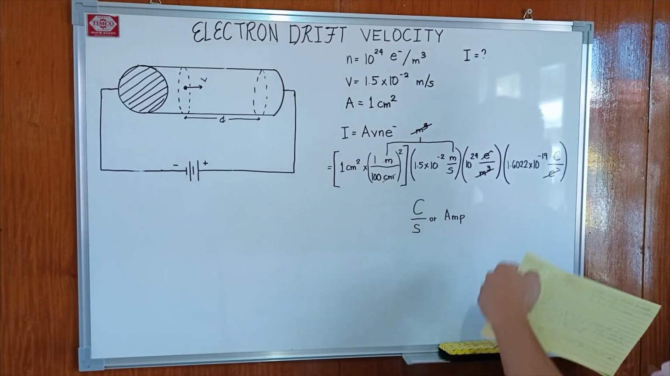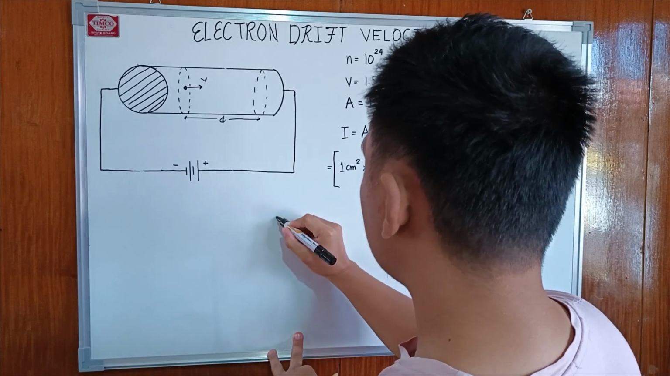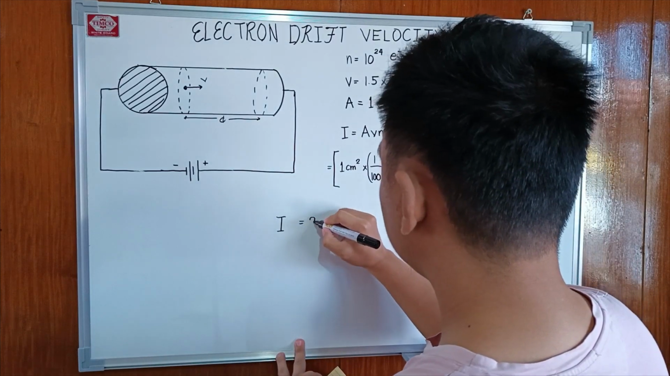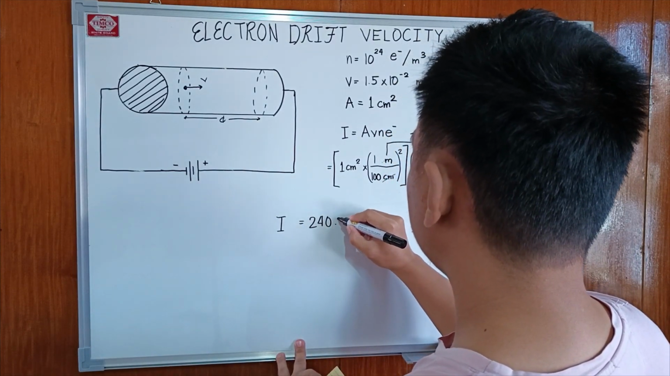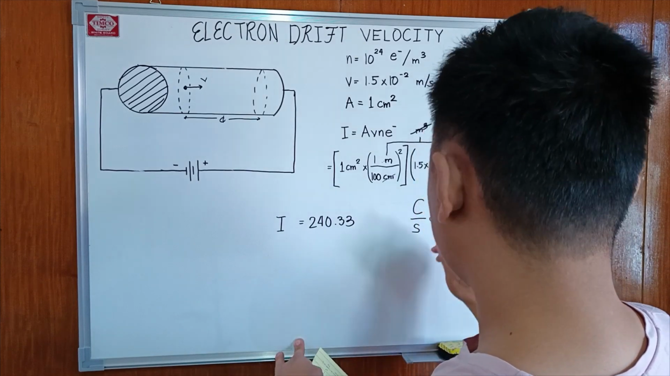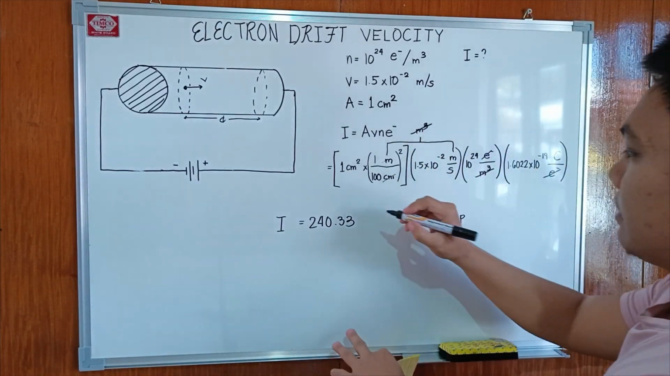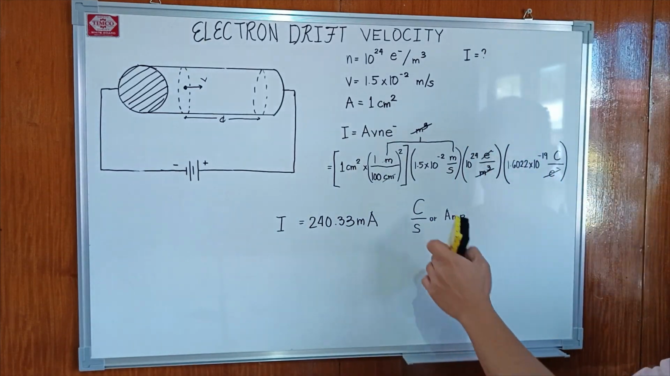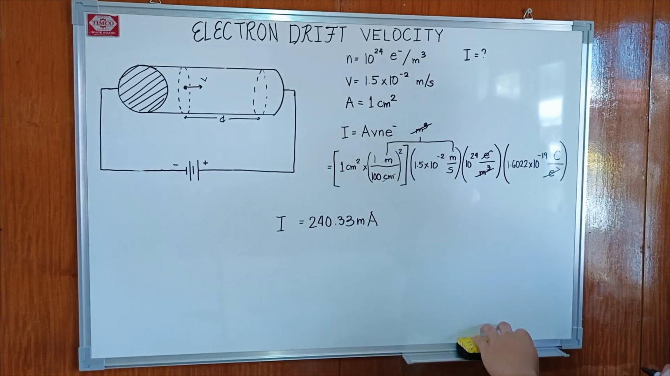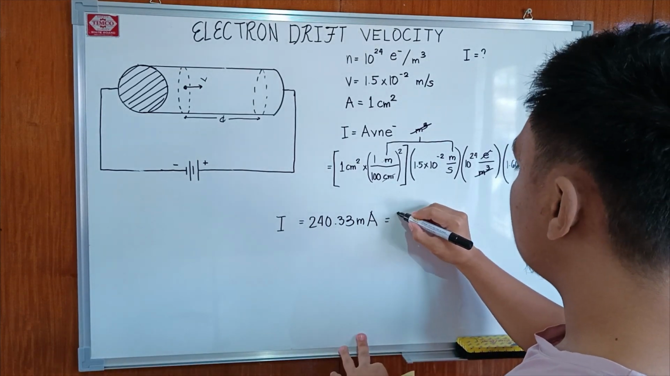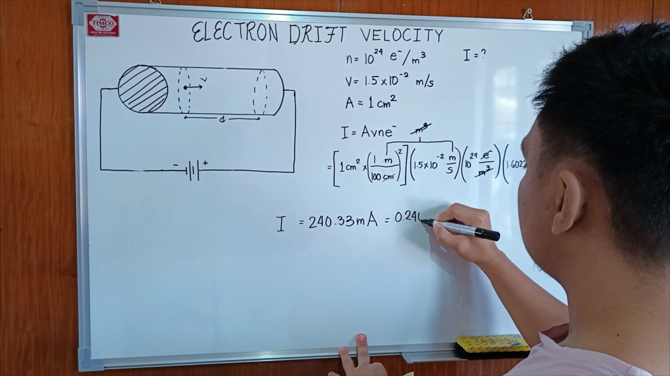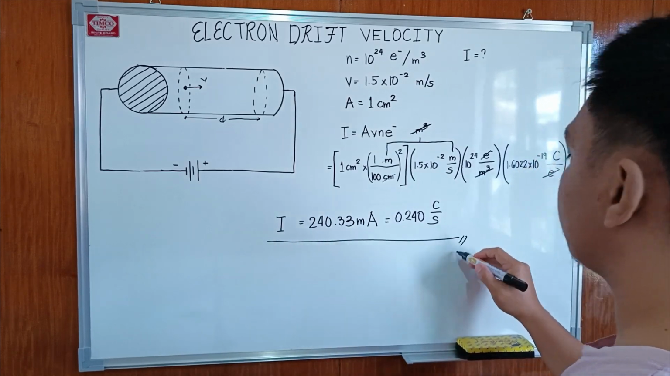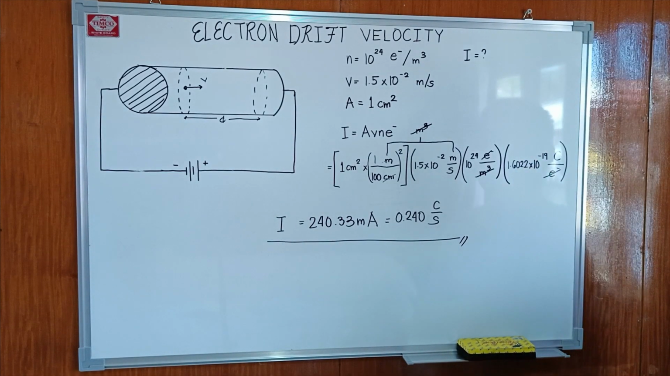Solving this, we will get a very small current, which is 240.33, this is actually milliamperes. Milliamperes. Or let's box this so you won't get confused. Milliamperes, or it's just equivalent to 0.240 coulombs per second. So that is our electron drift velocity problem.